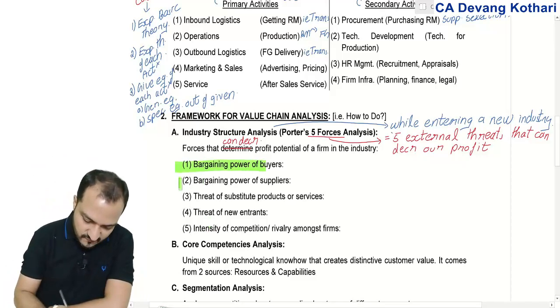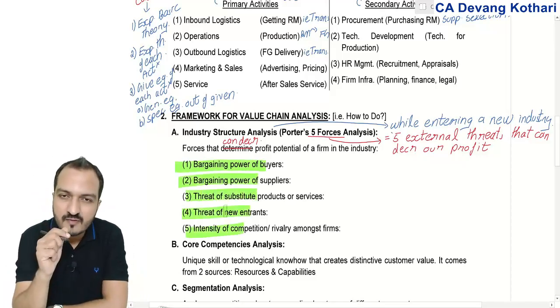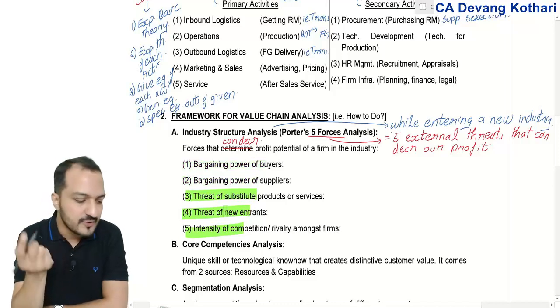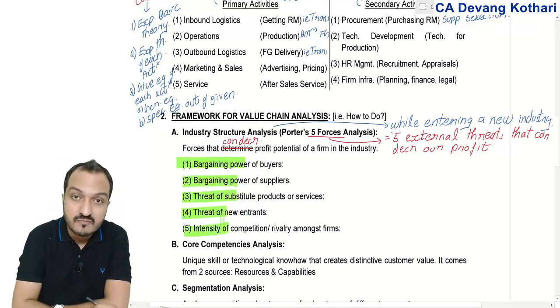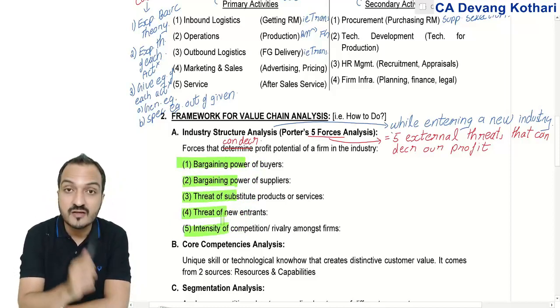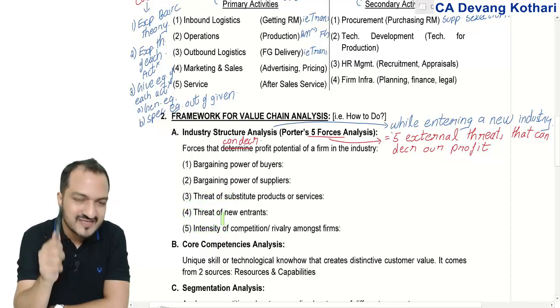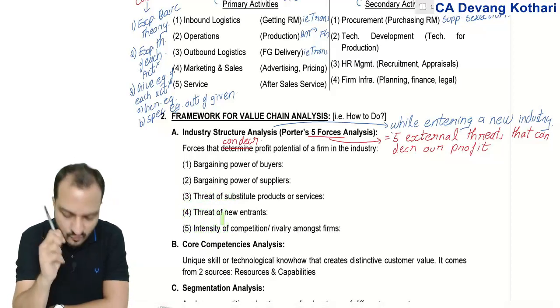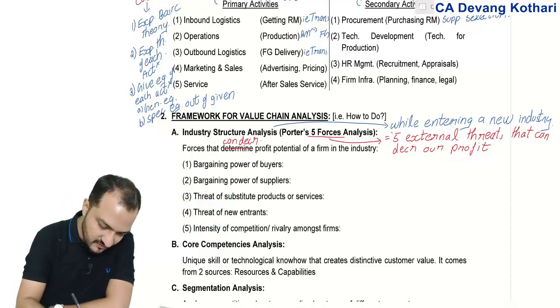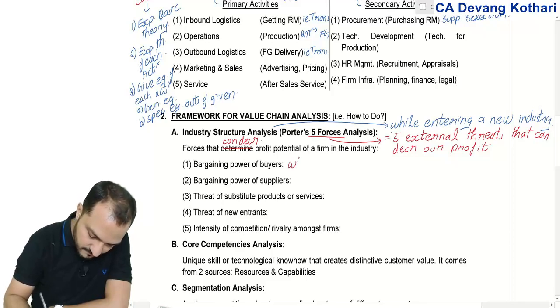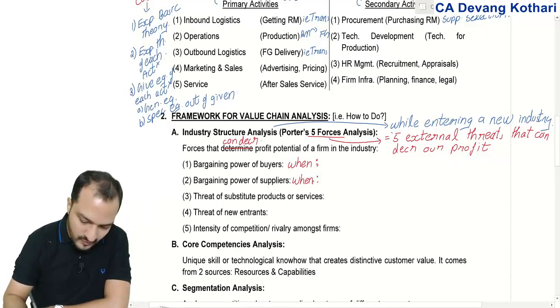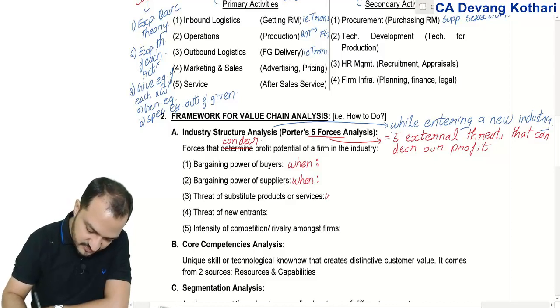So you understand that each of these five forces is a threat to my profit. You need to understand how these forces are a threat to my profit, but more importantly, you need to understand when these threats exist. What are the situations when this threat can exist? Like, when will the buyer have more bargaining power? When will the supplier have more bargaining power? When will I say that the threat of substitutes exists?